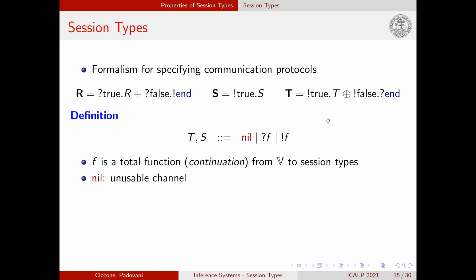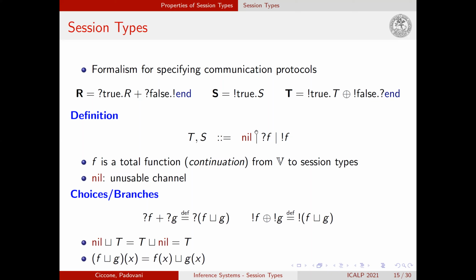This is how we decided to define session types in a coinductive way, because we consider also possibly infinite session types. And they can be nil, receive f, or send f, where f is a total function that we call continuation from some set of messages V to session types. Nil models an unusable channel.